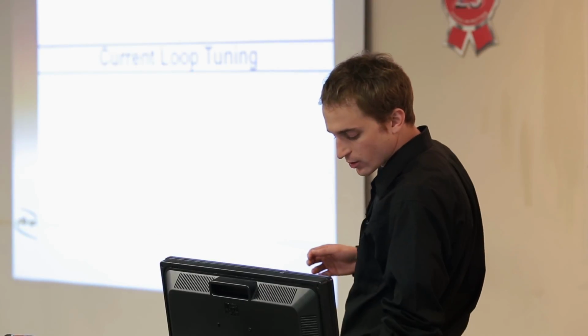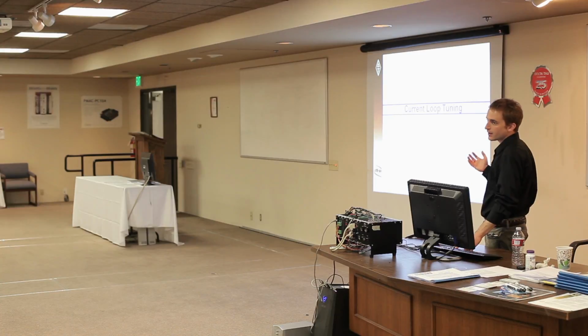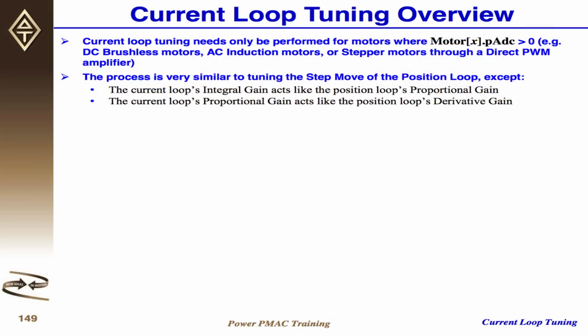But you can also tune the current loop interactively, and there are only 3 gains involved, which makes it easier than servo loop, and the gains have a similar effect to the step move in the servo loop tuning section. So in tuning the current loop, your integral gain acts as the proportional gain acted in the servo loop, and the proportional gain in the current loop acts like the derivative gain in the servo loop. So you're essentially just doing a step move tune.